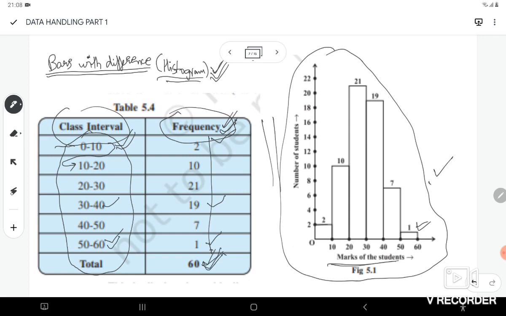On the right hand side of the screen you can see the bar graph, which is more clearly known as a histogram. From 0 to 10 marks, the number of students who have scored between 0 to 10 is 2, and similarly between 50 to 60 only one student has scored.